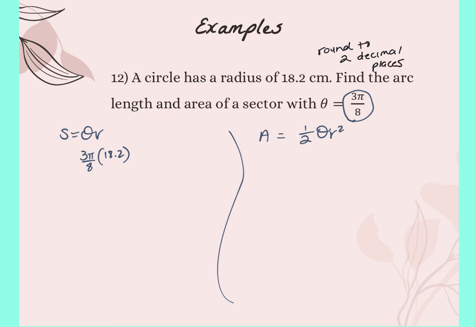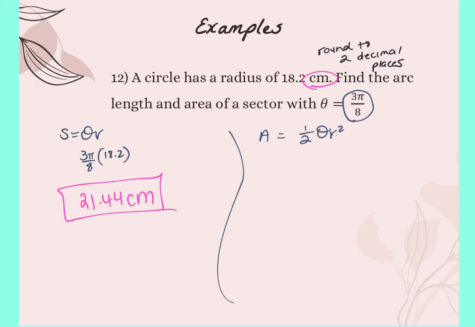If this was on a portion of your test that did not have the calculator, you would keep it in terms of pi. So you would leave pi there and you would just multiply 3 times the 18.2. But I'm going to multiply that out. 3 times 18.2, and you can do 3/8 times pi times 18.2. And I get 21.44. This unit is centimeters, and because it's arc length, it's not centimeters squared, it's just centimeters.